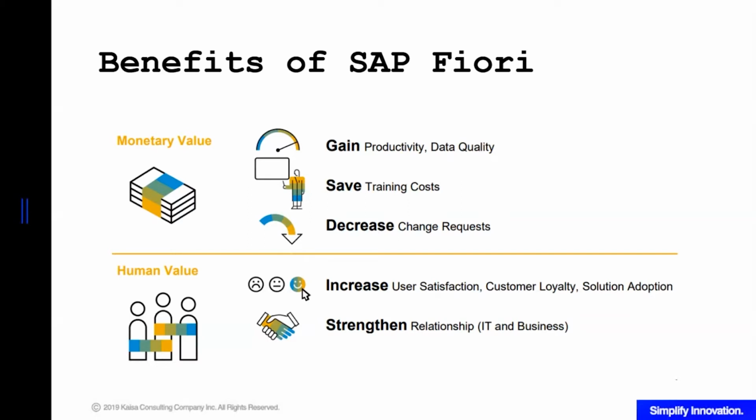Now, when we talked about the monetary value, we talked about the gain in productivity. So with SAP Fiori, with its great user experience, we can gain in productivity. Why? By focusing on the real needs of the users, we can reduce the complexity of the processes and the transaction screens, thus letting the users execute tasks faster. And with simple processes and simple transaction screens, users are less likely to commit user errors, thus having high quality of data. We can also save on the training cost.